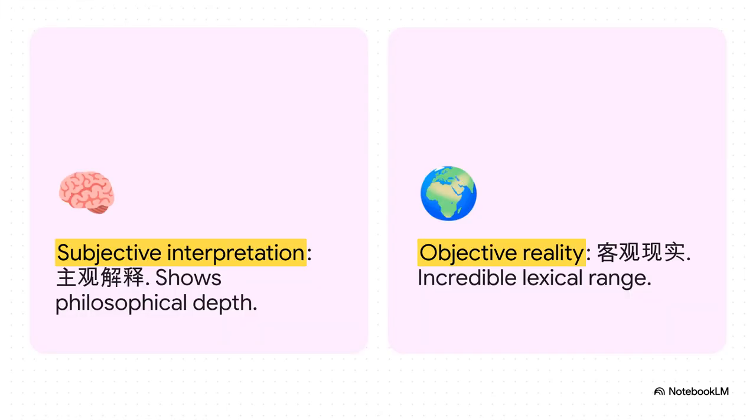Check out this contrast. Subjective interpretation, 主观解释. Bring this up when analyzing how different community groups might view a controversial new city bylaw. On the flip side, objective reality, 客观现实. Contrast it with this term to describe undeniable hard facts, like strict municipal budget constraints. Honestly, juxtaposing these two terms in a single sentence shows incredible lexical range and philosophical depth to the examiners.